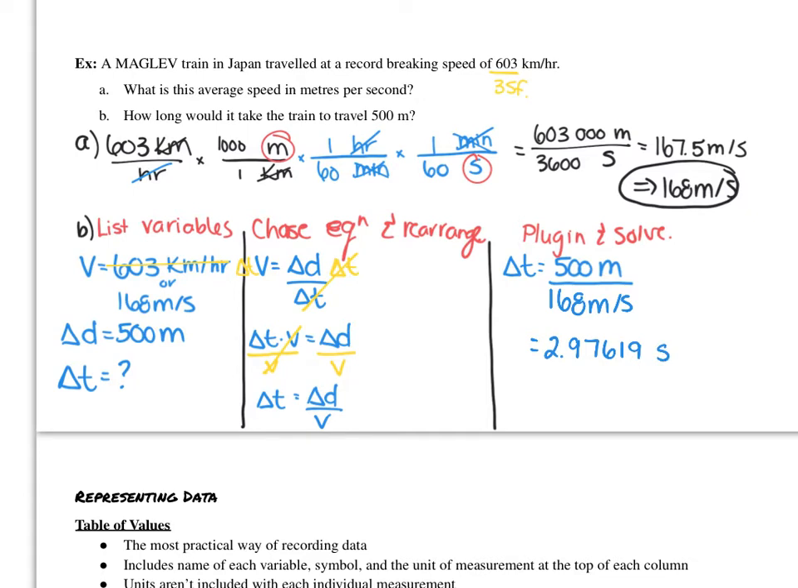Again, rounding to 3 significant digits or significant figures, I should round to 2.98 seconds. And this is my final answer, so I'm just going to circle it so that if it were being marked, the marker would know what my final answer is.